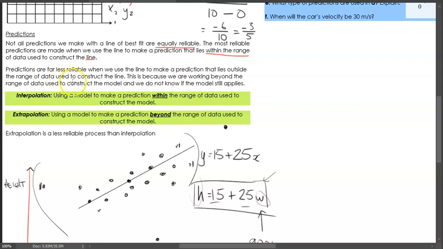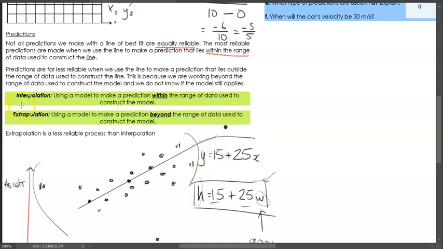So predictions are far less reliable when we use a line to make a prediction that lies outside the range of data used to construct that line. This is because we are working beyond the range of data used to construct that model, and we do not know if the model still applies. We have no idea if this model still applies if it keeps going. We might know it tapers off and it goes something like that. It might reach a plateau, but we're making this prediction that this line keeps going on forever.